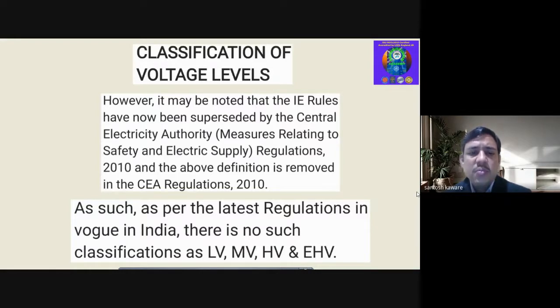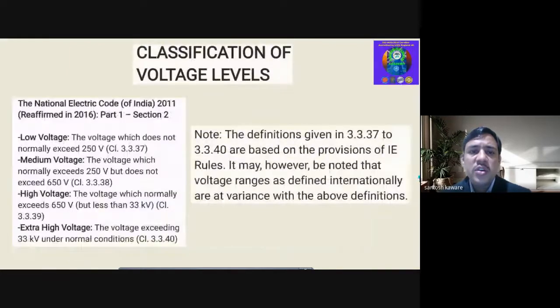So again, there is still no clear-cut idea which is to be taken, LV, MV, HV or EHV, like this. But almost from this discussion we will come to one point, so that we can conclude which level we can go.